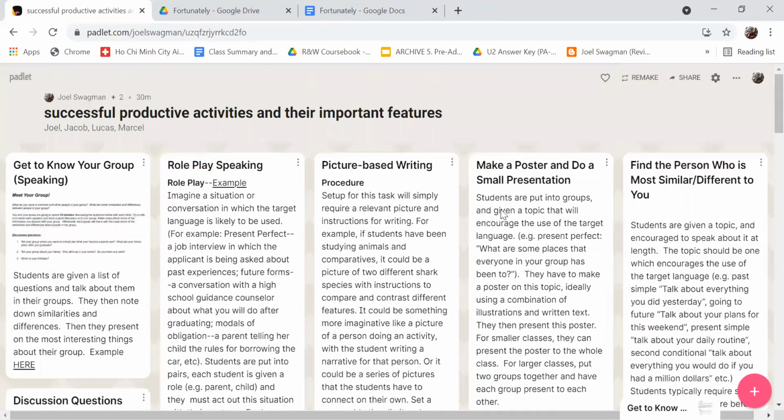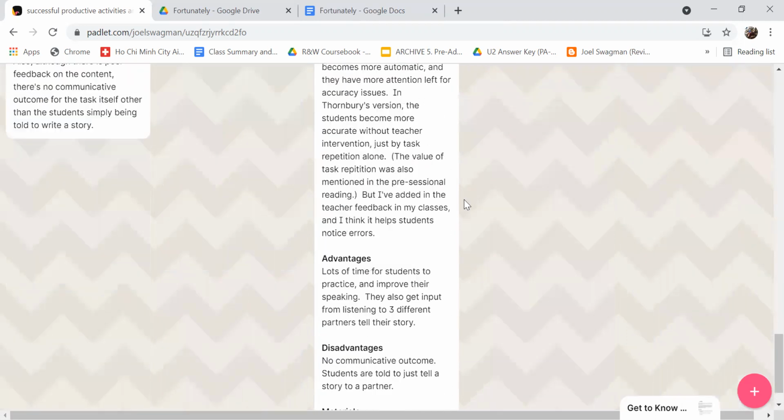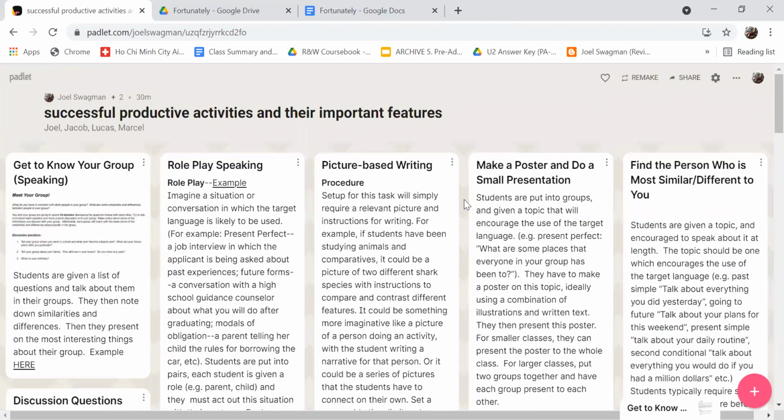So did I get everything here? Yes, so these are some of the activities that in our group we've successfully used for productive activities for both speaking and writing. And hopefully this has been useful for you.